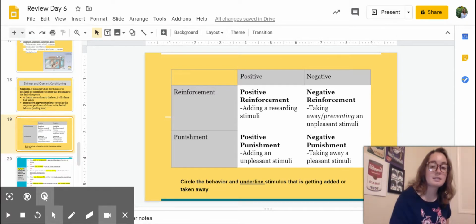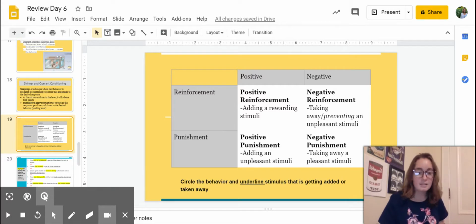So now we got these. And in psychology, the big thing to note is that positive and negative aren't like good and bad. Positive and negative are like adding or taking away. You can think like math almost. So positive means you're adding something to the equation. Negative means you're taking away something from the equation. So let's put all this together now.